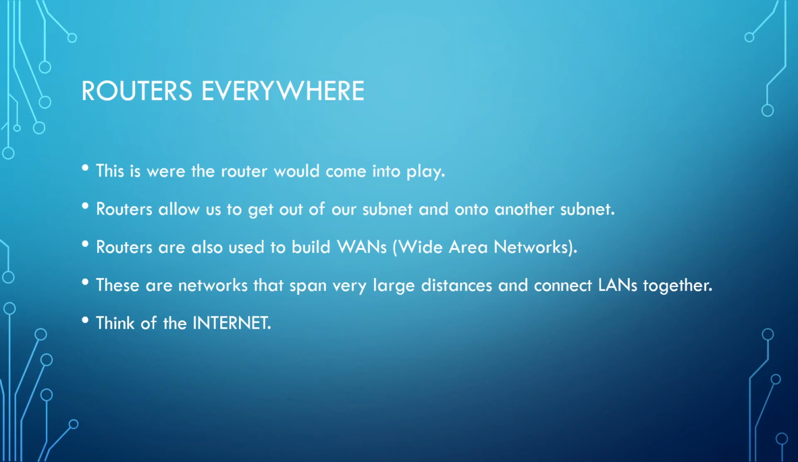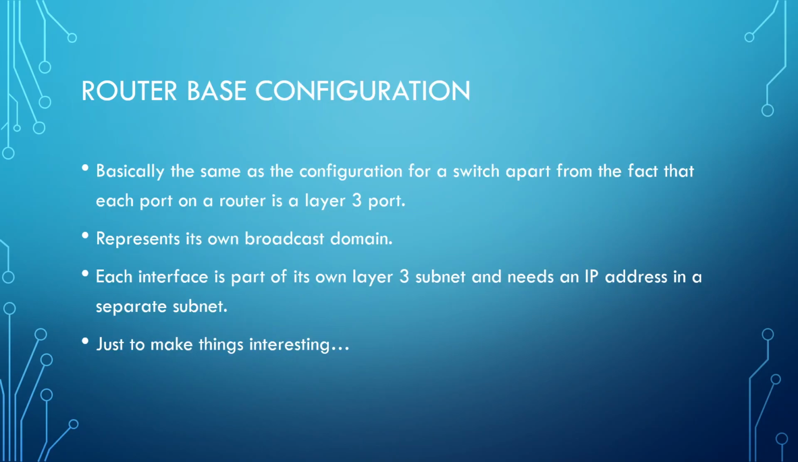The internet allows people across the globe to be able to communicate and keep in contact with each other. That is one of the biggest examples of a wide area network. Routers just allow us to get off our network and speak to somebody else who resides on a different network or on a different subnet.